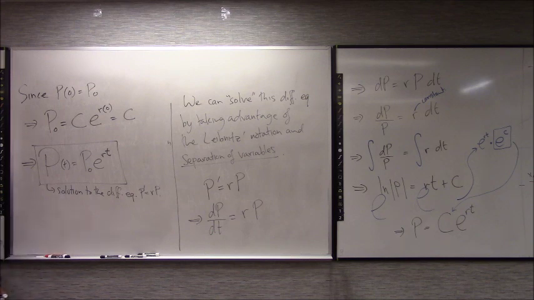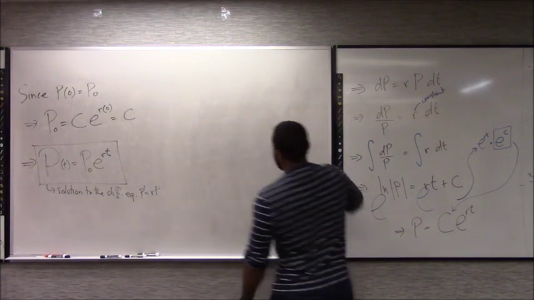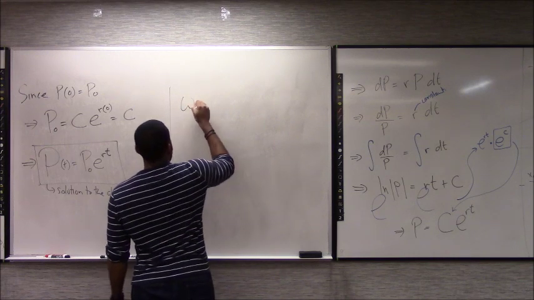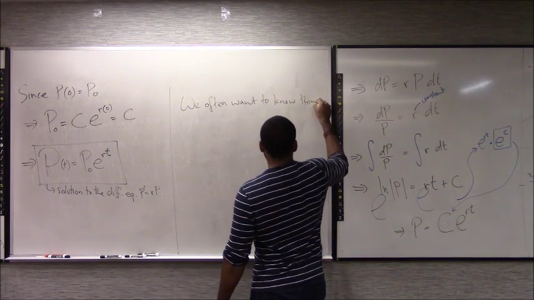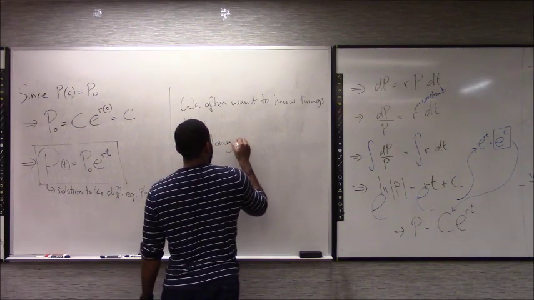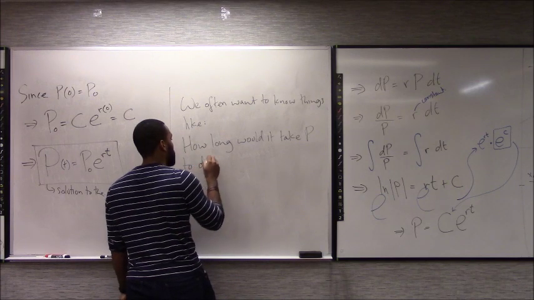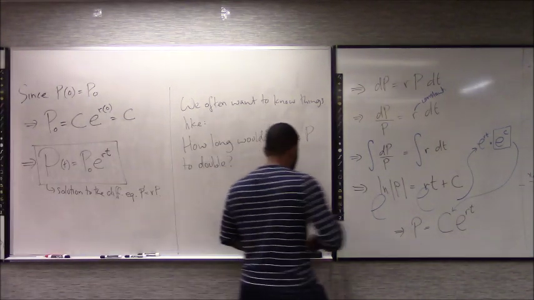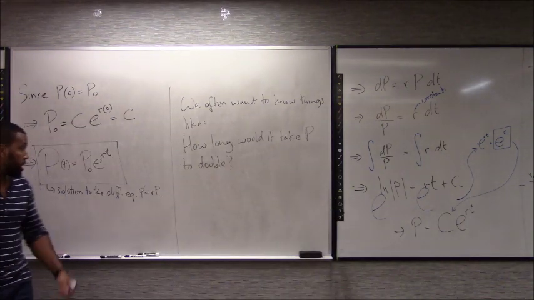Now, there are some other things that often come up here. We often want to know things like, how long would it take P to double? Or triple, or quadruple, or something else. So what we can do is go to this equation, the solution to the differential equation. Anytime I want to answer a question about P, I can go here.